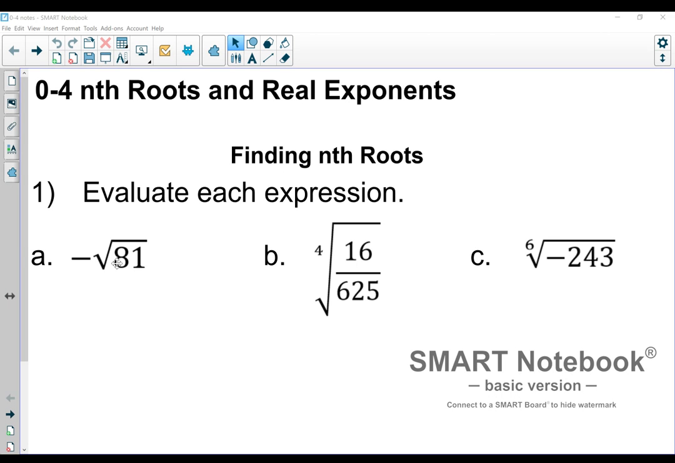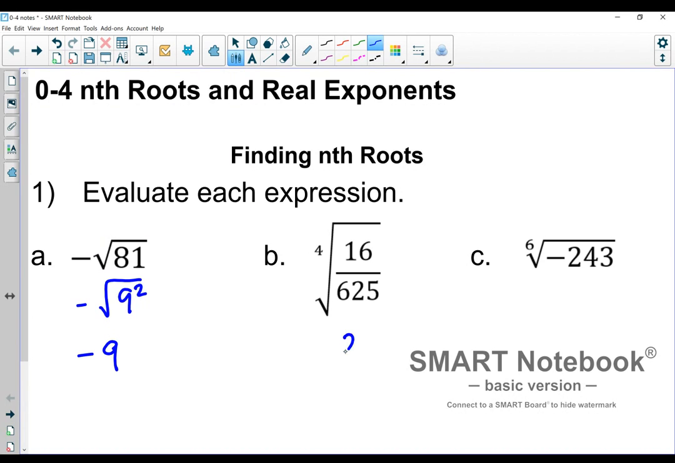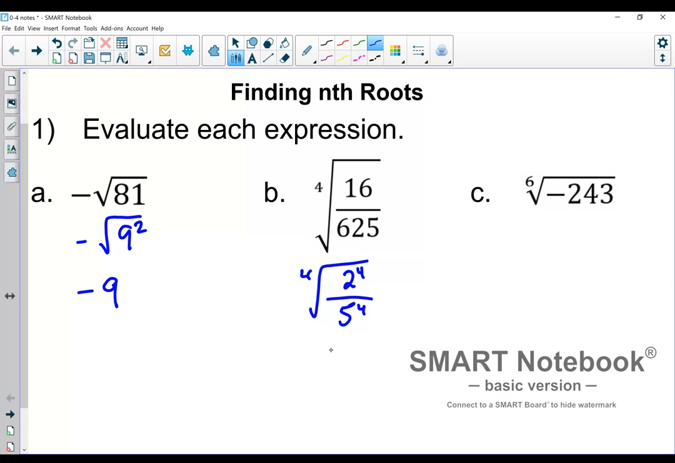So if I am taking the square root of 81, I might remember that 81 is 9 squared. Let's grab a marker. And so if it's 9 squared and then square root, I would just have a 9. Now with 81, I don't think you need to do that, but it might help as we get to higher powers. So 16 I know is 2 to the 4th. 625 is 5 to the 4th. So when I am doing the 4th root of 16 divided by 625, I will just get 2/5.